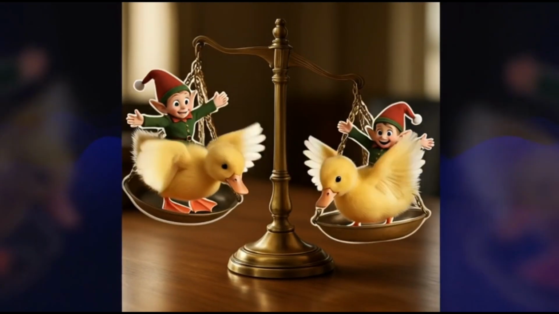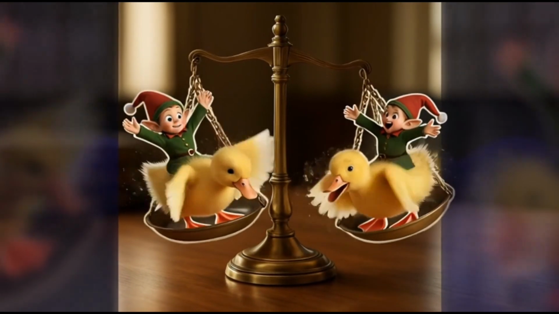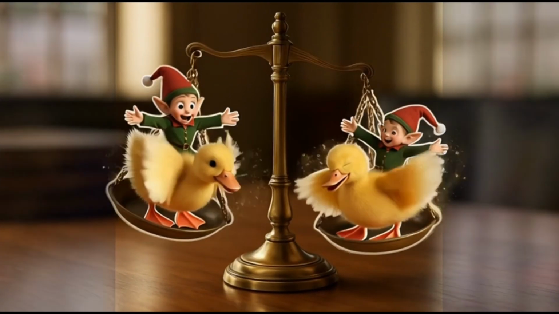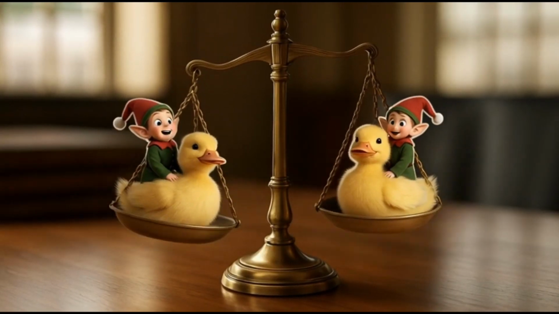We start with one duck on each side of the scale. To demonstrate equality, we multiply both sides by 4. Now, four ducks. The scale remains balanced.